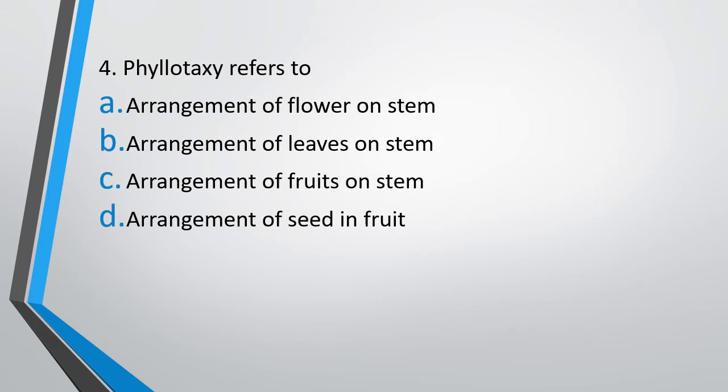Question 4. Phyllotaxy refers to option A, arrangement of flowers on stem, option B, arrangement of leaves on stem, option C, arrangement of fruits on stem, or option D, arrangement of seeds in fruit. The correct answer is option B, that is arrangement of leaves on stem.